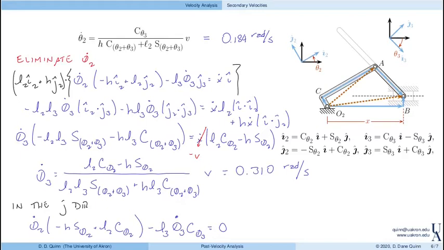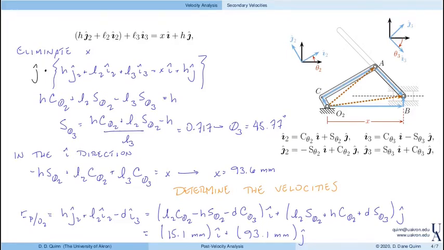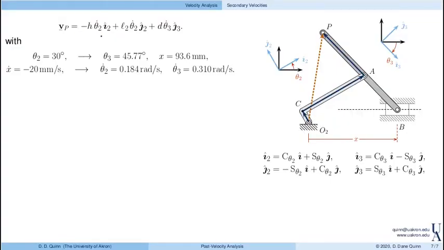Okay, so we're almost done because let's go back and look at those velocity equations for the velocity of P. We needed theta 2 dot. Well, I have that. Theta 2 is 30 degrees. We needed theta 3 dot. Got that. We needed J3. Well, got that too. So we are ready to go and determine the velocity of P, right? So here was the position of P again. Here are all of these things that we calculated, right?